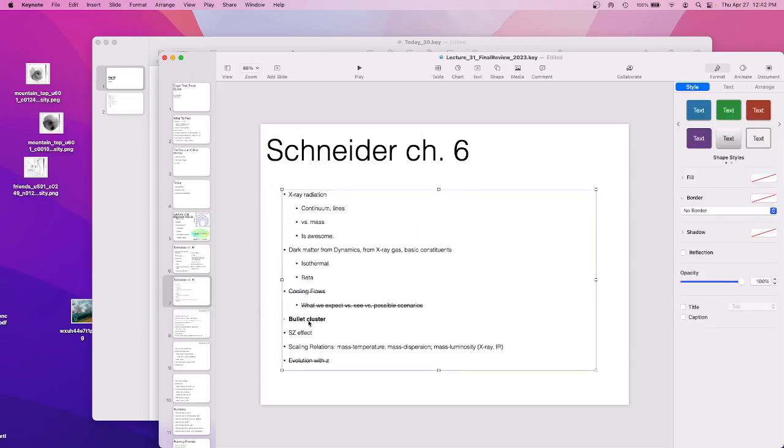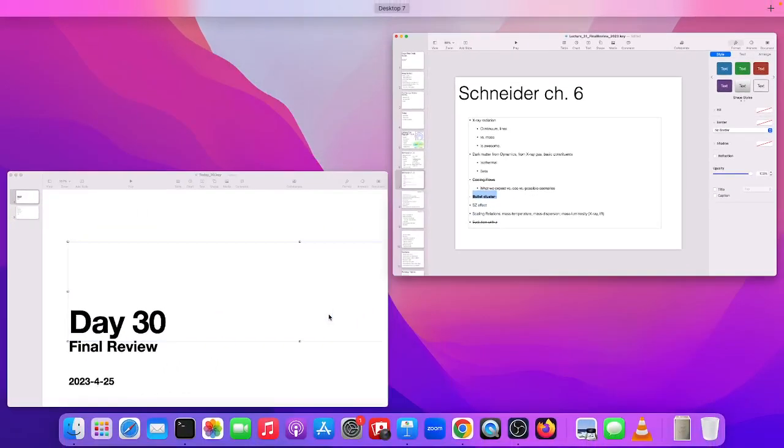Know what the bullet cluster means. One possible question would be I present a picture of the bullet cluster and ask you to describe which aspects of that image tell us that there's dark matter and what properties of dark matter we can see from that. Actually, let me pull that up real quick. Let's talk about that one.